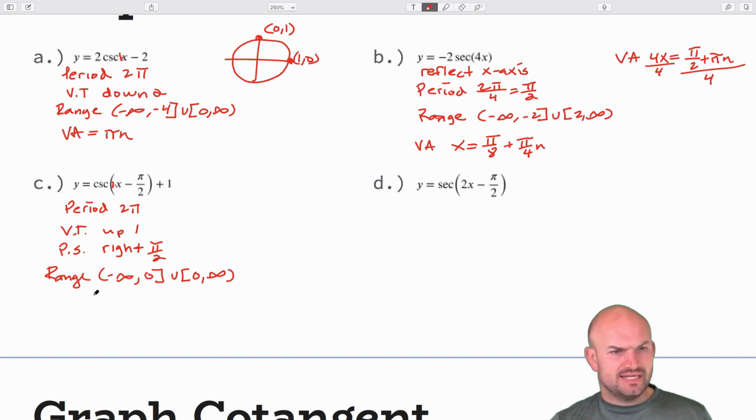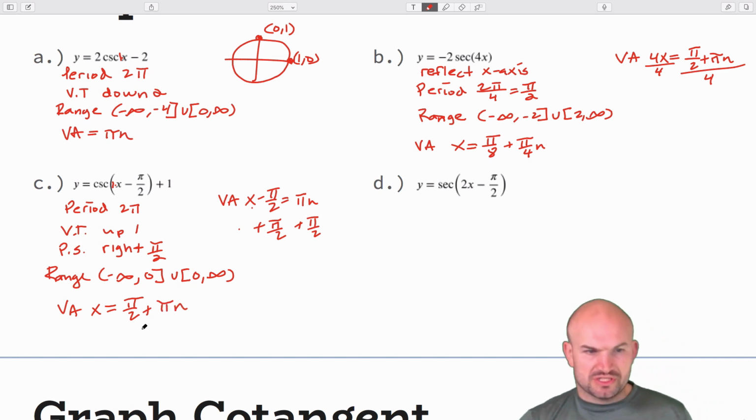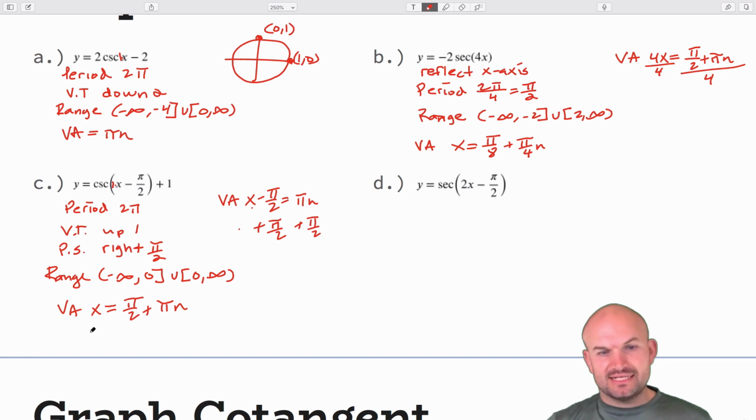And then let's see here. Vertical asymptote. For the vertical asymptote, we set x minus pi halves equal to pi n. To solve for x, we add pi halves to both sides. Now again, you can't combine pi halves with pi n, so my vertical asymptote is just going to be x equals pi halves plus pi n. Can't really simplify it any further, so that's good from there.